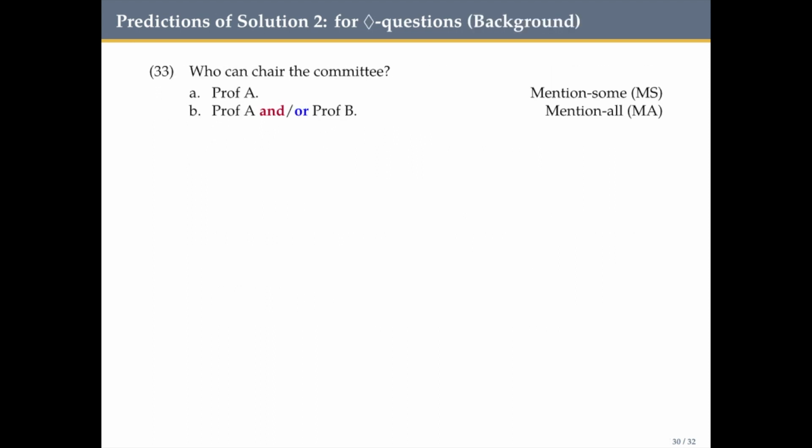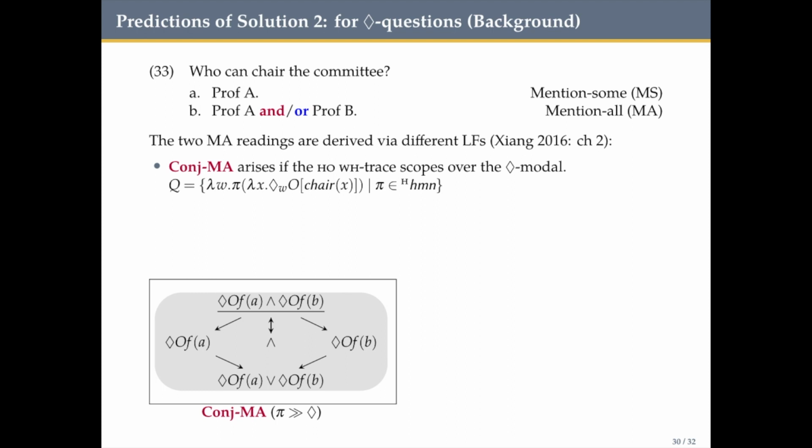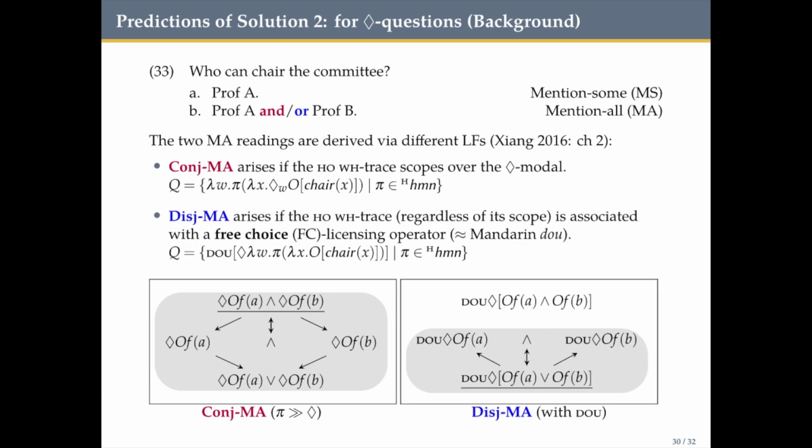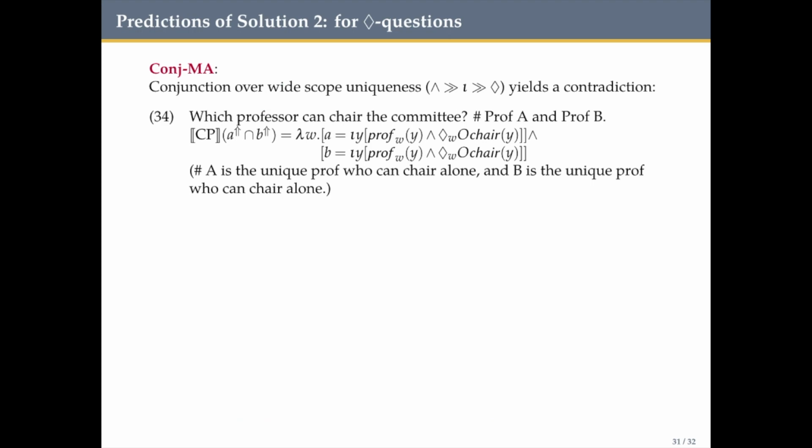For diamond questions, I have previously argued that the disjunctive mention-all and conjunctive mention-all are derived by different logical forms. In particular, the conjunctive mention-all arises if the higher-order wh-trace takes scope above the possibility modal, while disjunctive mention-all arises if the higher-order trace is associated with an operator that activates free choice. So basically, on the second picture, you can see that applying that operator to the disjunctive answer returns a free choice inference, which is semantically equivalent to the conjunction of the two individual answers.